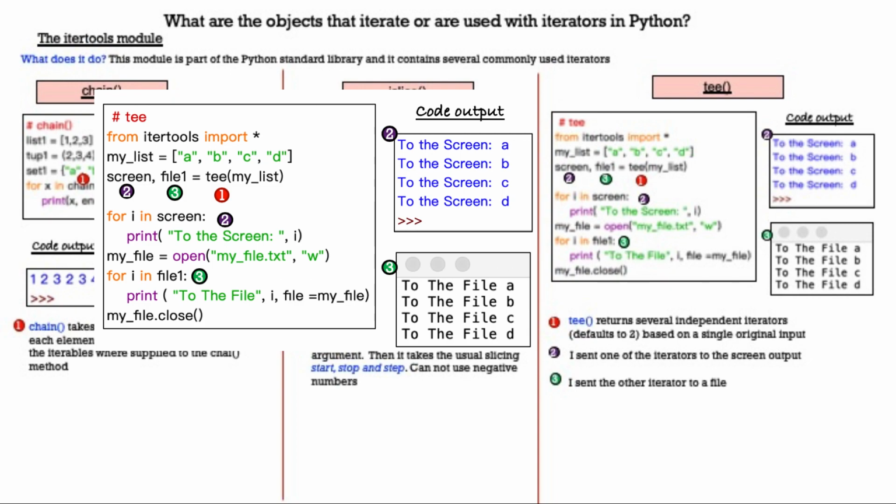So you see the code output for number 2, which is to the screen. It prints to the screen A, B, C, and D 4 times, and then to the file. So in one shot, it goes to 2 completely different places. Very handy, especially for administrative work.